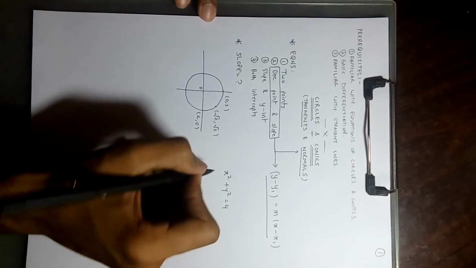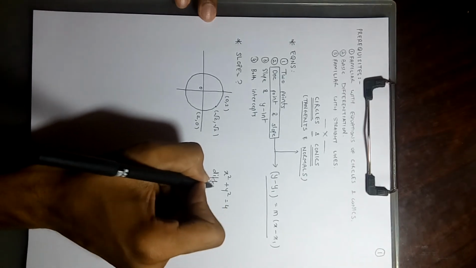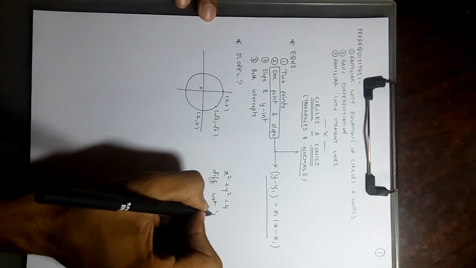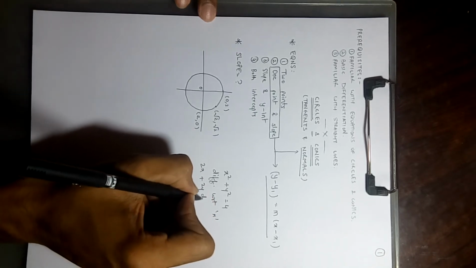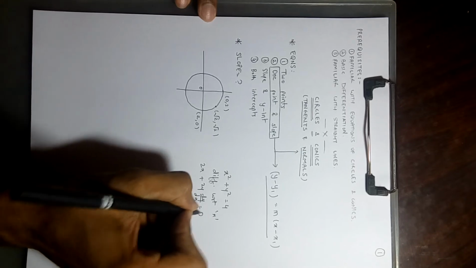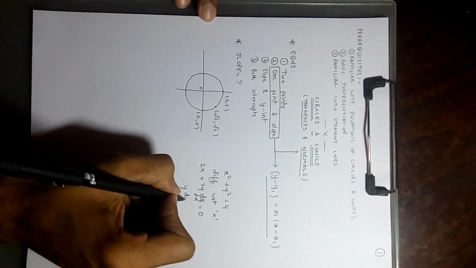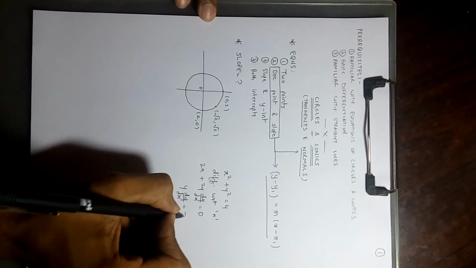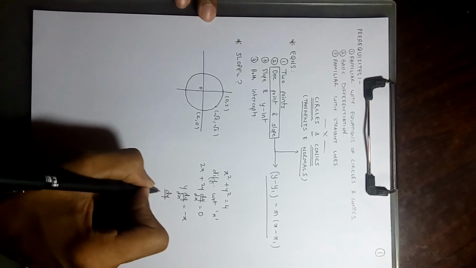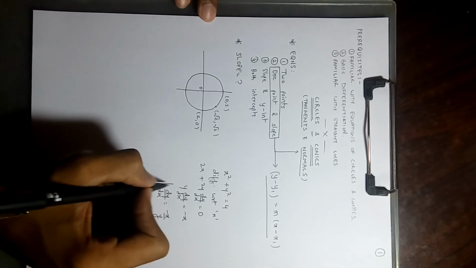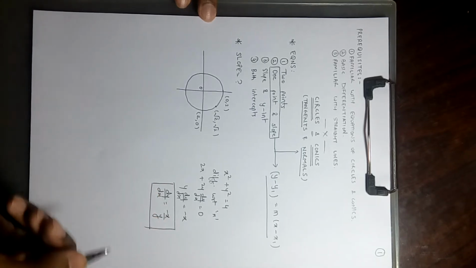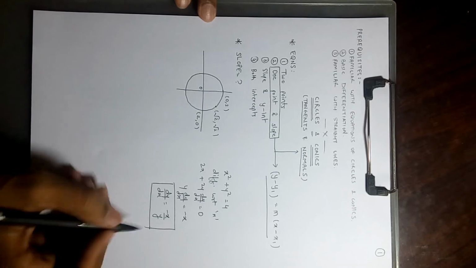Now we are differentiating, right? So we will differentiate with respect to x. What do we get? 2x plus 2y dy by dx equals to 0. That is y dy by dx equals to minus x, or dy by dx equals to minus of x upon y. So this is what I get. Now let me show you the significance of this term.